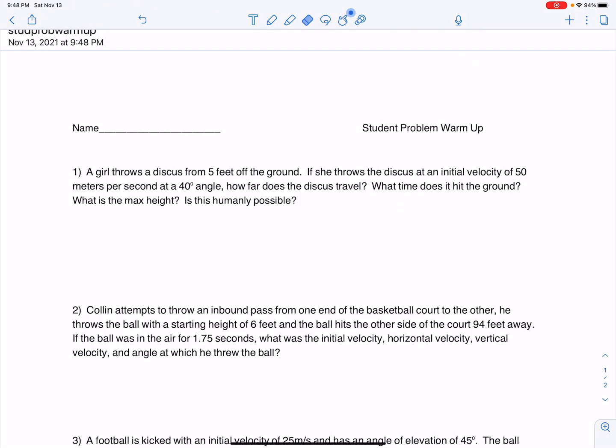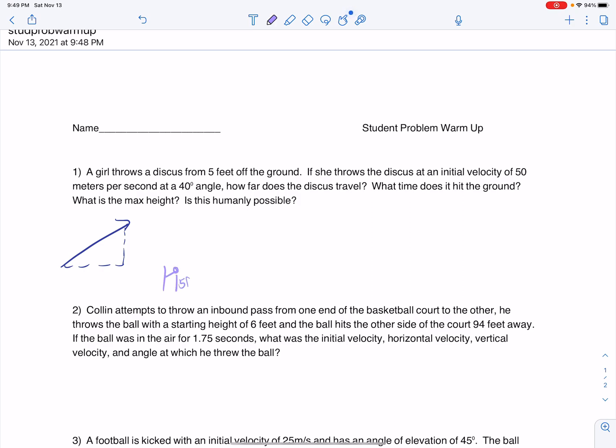All right, remember we talked on Friday, you want to have a picture of what is happening in the real world. So you have this horizontal and you have this vertical. A girl throws a discus 5 feet off the ground. So then you also want to have what's happening out in the real world.